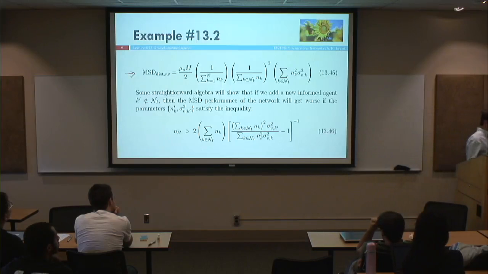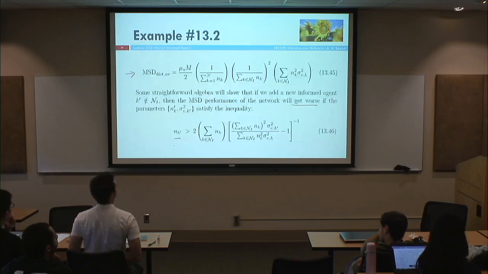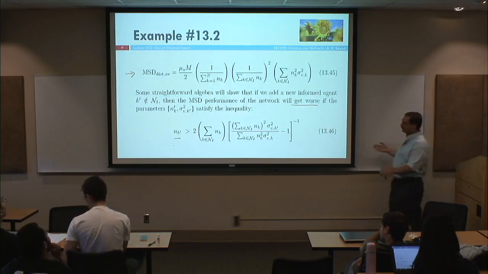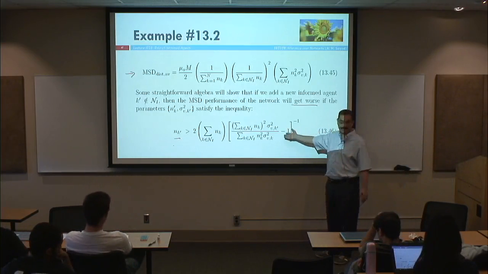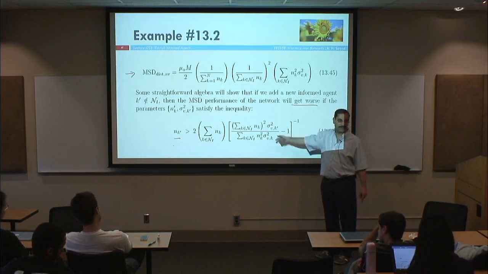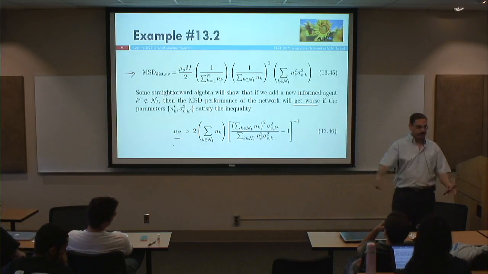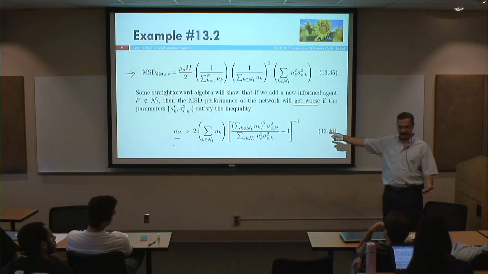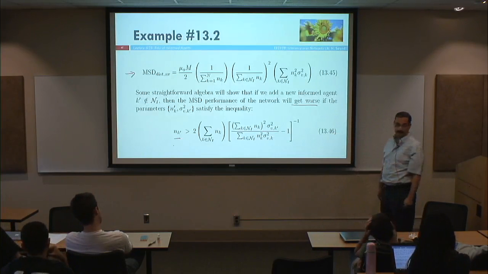So it will get worse if this happens. Now, of course, this is the condition, but is this a practical condition? Do I have networks that satisfy a condition like this? So in the next slide, I show you examples where this can be satisfied. These are networks where these conditions are satisfied. So even though the convergence rate is the same, the MSD will be worse.